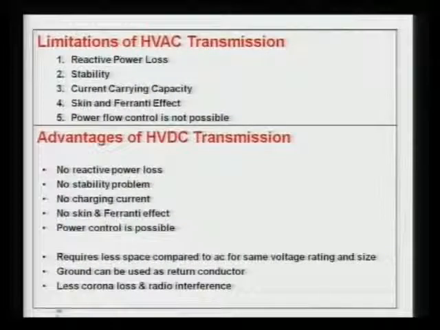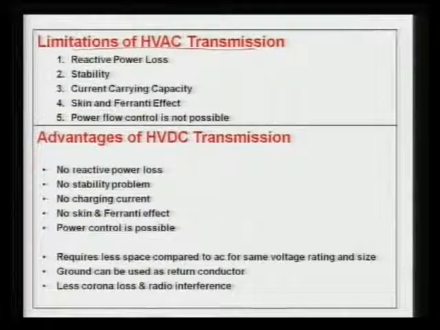Here you can also see that I have summarized the 5 major problems, the limitations of the HVAC transmission system: the reactive power loss, the stability concern, the current carrying capacity, that is the charging, and the Ferranti effect, and the power flow control, which is not possible in the AC system.